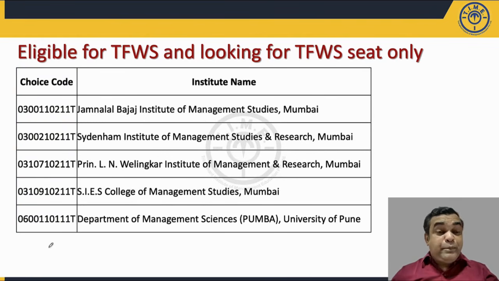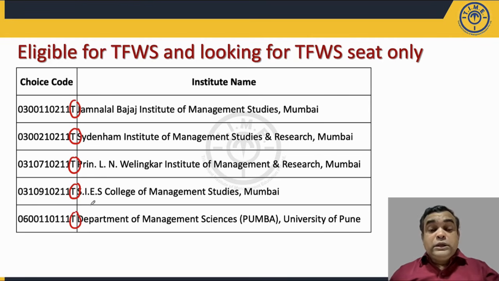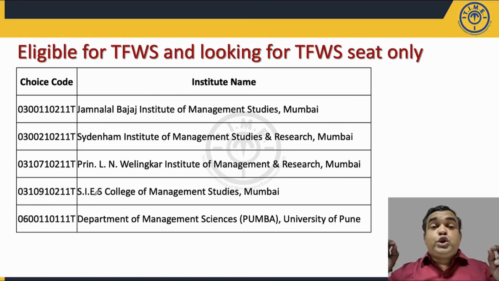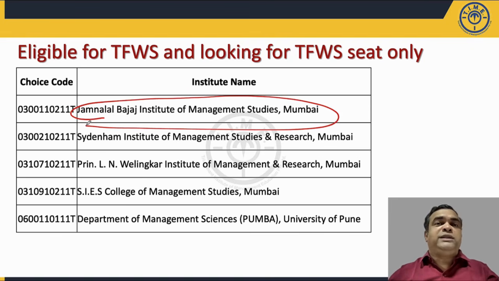It's the same course, but look, at the end there is a letter T. At the end there is a letter T. So what will happen here? You will be allotted only tuition fee waiver seats. So for example, you might be getting a JBIMS regular seat, normal seat, but as you want a tuition fee waiver scheme only, you might be allotted SIS tuition fee waiver seats.